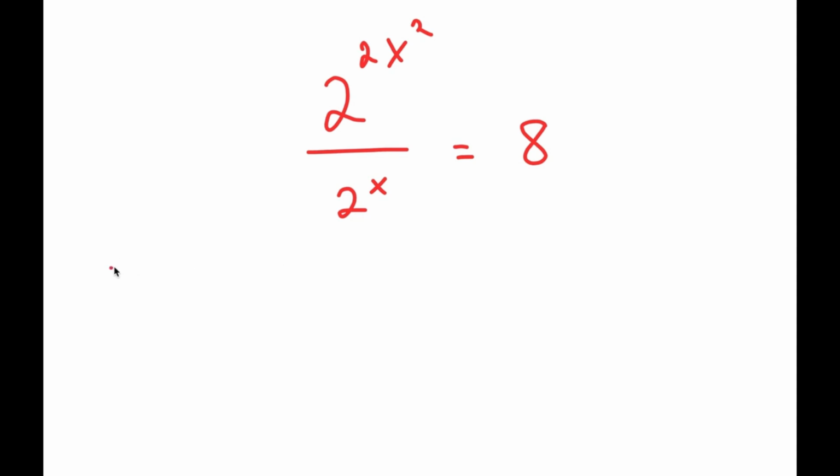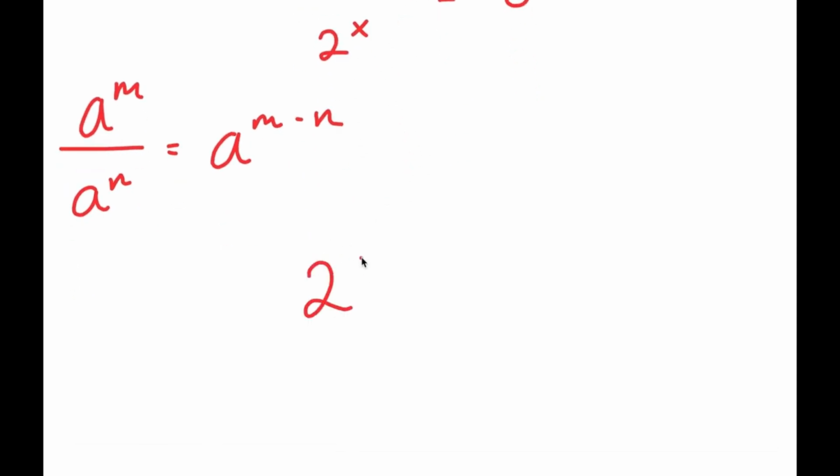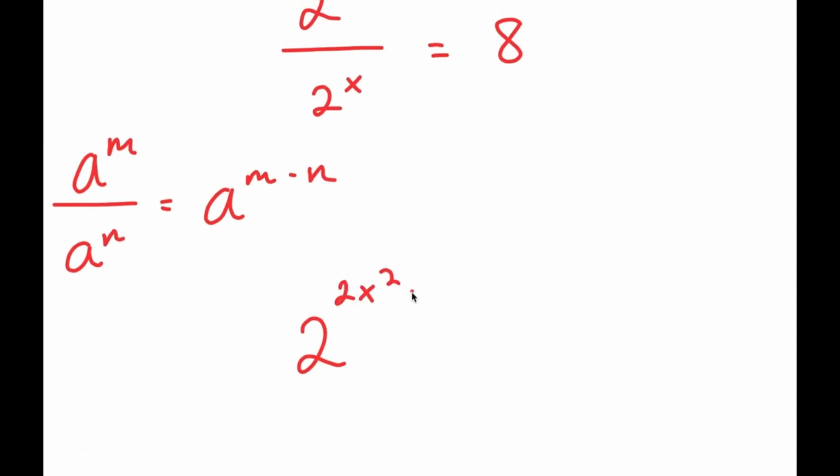Now, if I have something in the form a to the power of m over a to the power of n, this is equal to a to the power of m minus n. So 2 to the power of 2x squared over 2 to the power of x, that's going to equal 2 to the power of 2x squared minus x, and this is equal to 8.